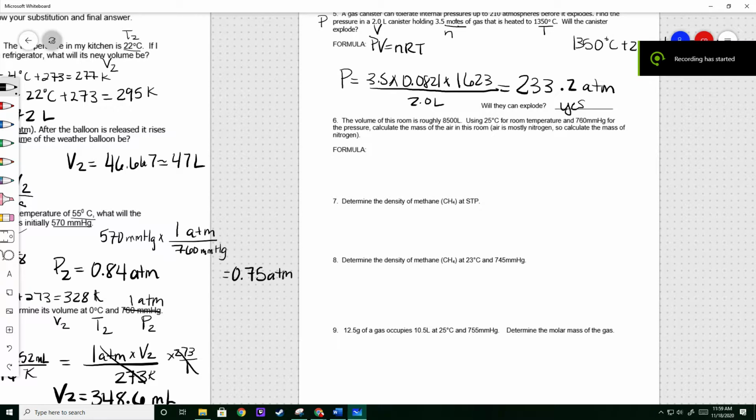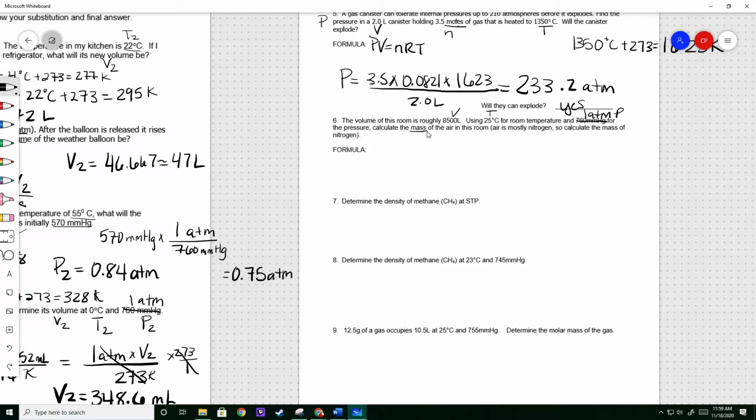Okay guys, so I am going to continue with this. For number 6, it says the volume of this room is roughly 8,500 liters. So there we have a volume. Using room temperature, 25 degrees, we have a temperature. And for pressure, remember that 760 mmHg is equal to 1 atmosphere, so I'm going to convert to 1 atmosphere of pressure.